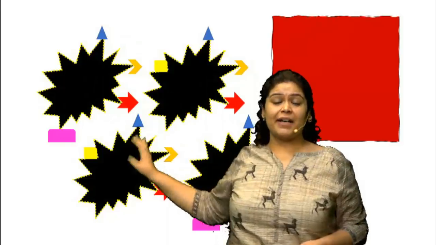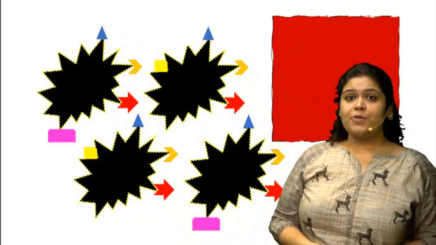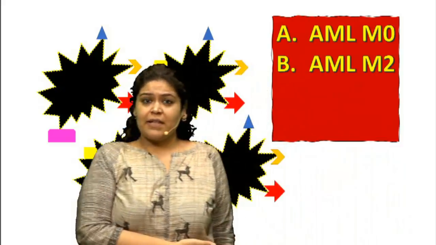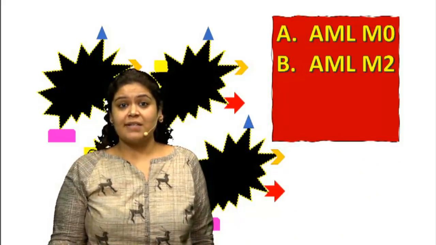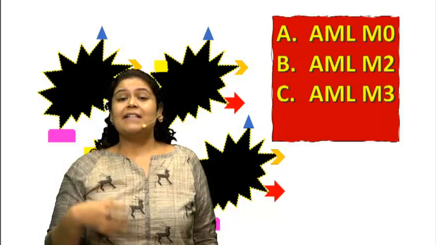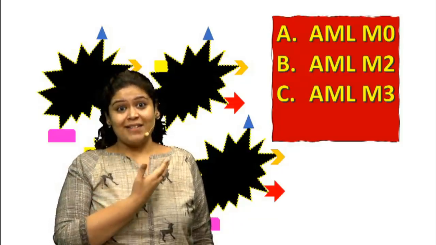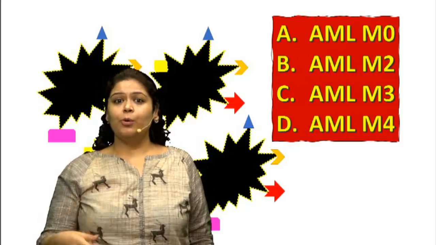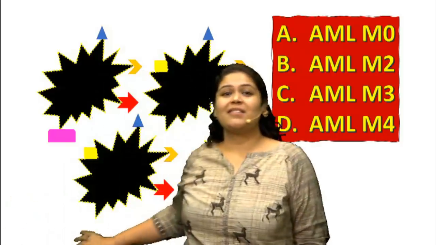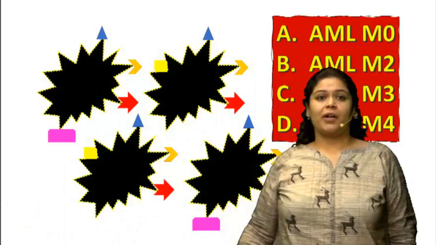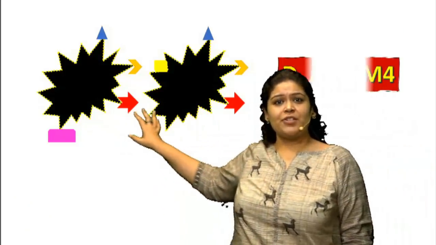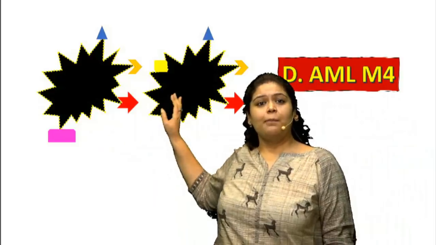So with this in mind, let's look at the options. Is it AML M0? No, I can see signs of differentiation. Is it M2? No, because I can see monocytic differentiation. Is it M3? No, because I can see signs of immaturity. And AML M4 is myelomonocytic leukemia, which means that this is a case of AML M4. Next case. Again, look at this. I have 2 populations, right? AML M4, myelomonocytic leukemia.